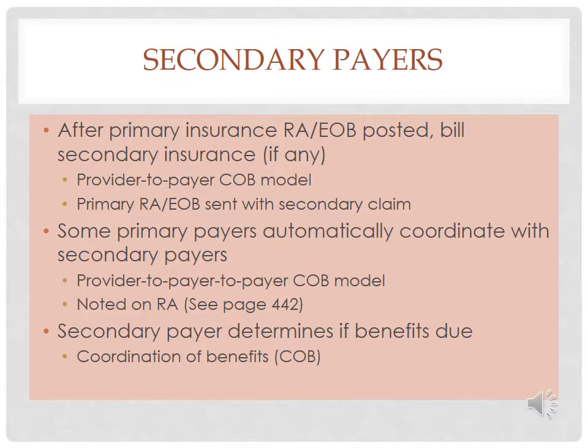Note that on the remittance advice page noted on the slide here, the very last line states claim information forwarded to, and then it has the Blue Cross Blue Shield. So that is an example where it was automatically sent to that secondary payer on behalf of the patient and the provider. So this would be the next step if there's a secondary insurance.